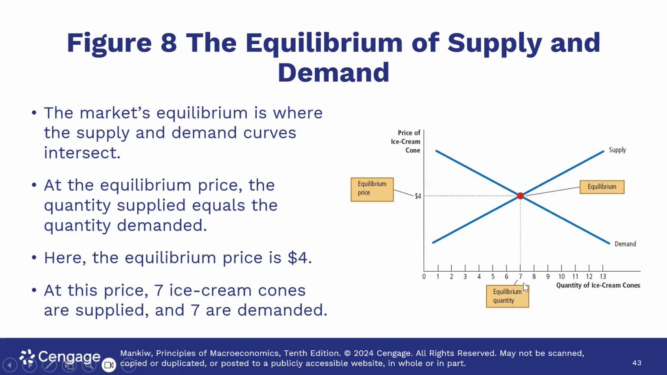It means that the quantity that buyers want to buy is exactly equal to the quantity that producers produce. So there's no waste. There's no waste at all. So the equilibrium quantity is 7. And at this price, 7 ice cream cones are supplied and 7 are demanded.